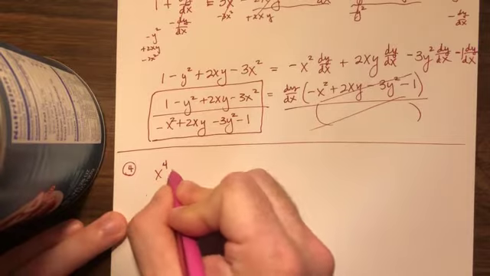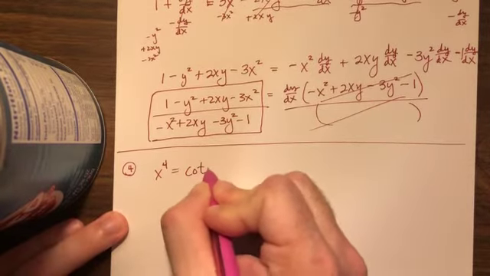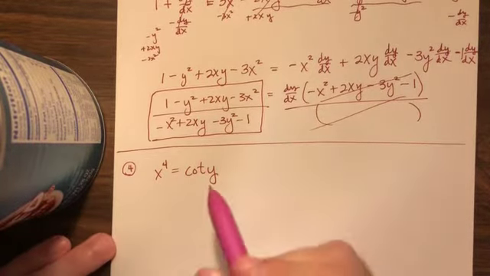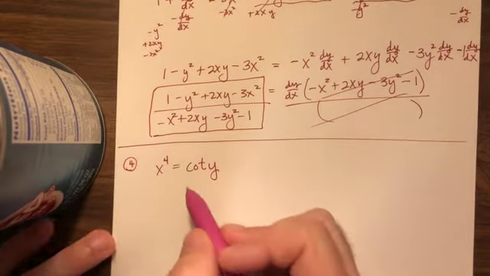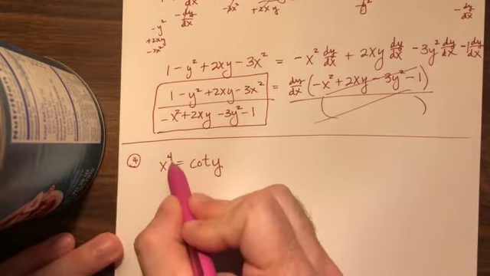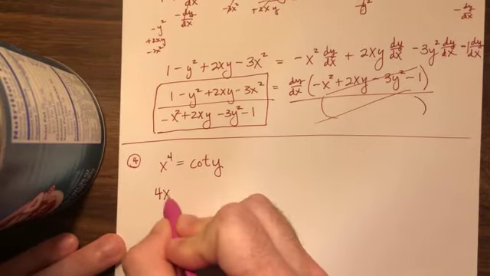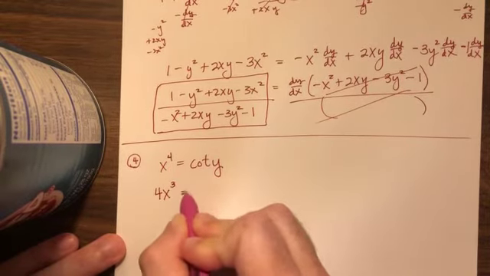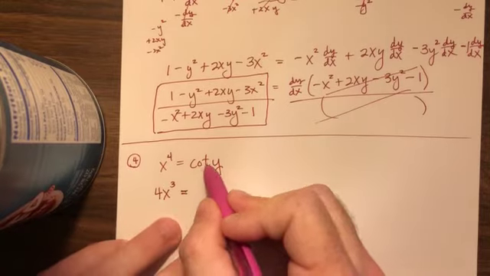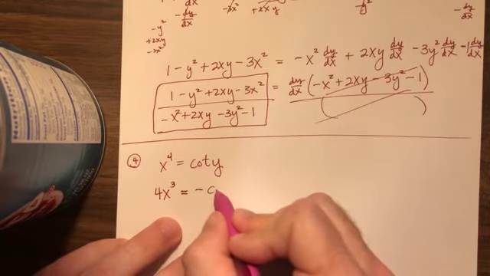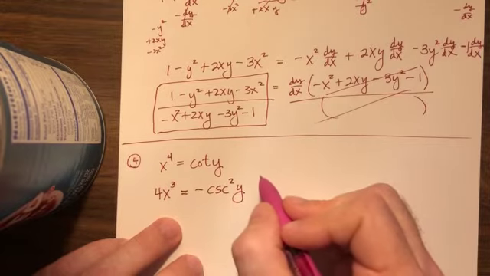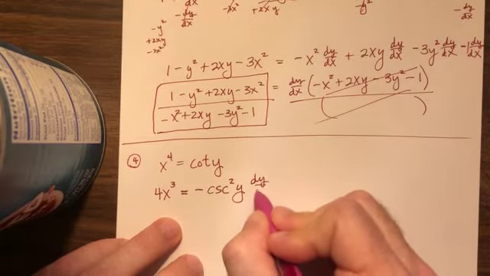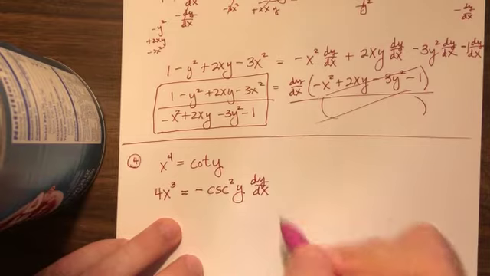x to the 4th equals the cotangent of y. Yeah, this one has a trig function in it. But, you know, we know our trig derivatives, so it should be fine, right? Okay, derivative of x to the 4th, 4x to the 3rd. No problems, just like normal. The derivative of cotangent is negative cosecant squared of y times dy/dx. Yes, because you have a y, you need dy/dx.